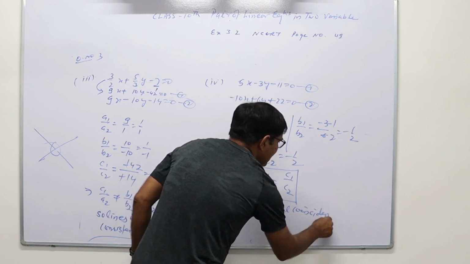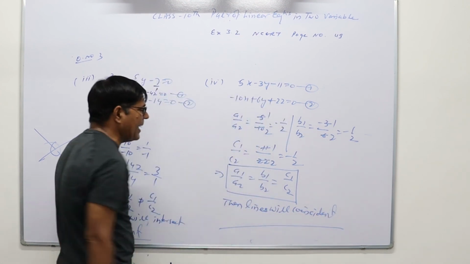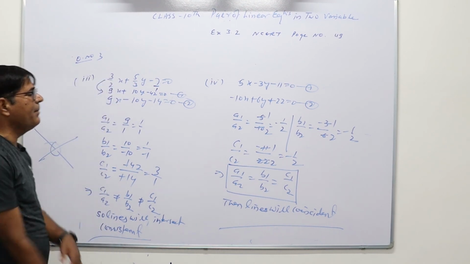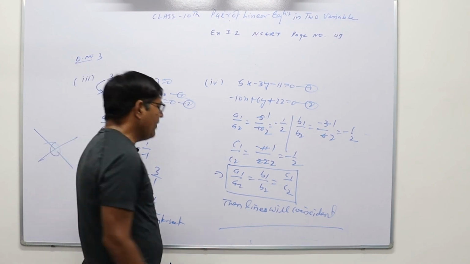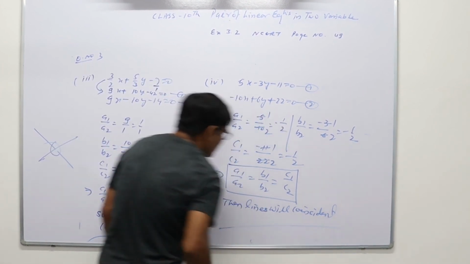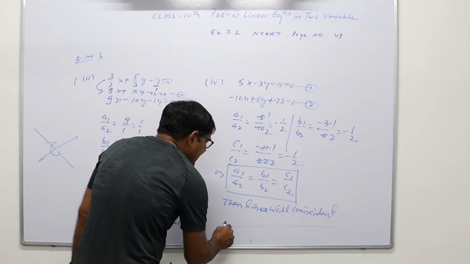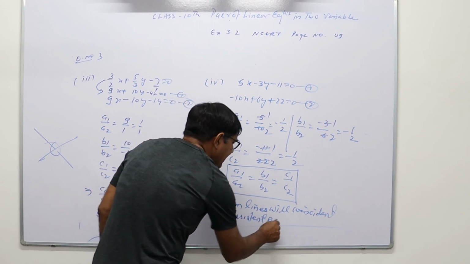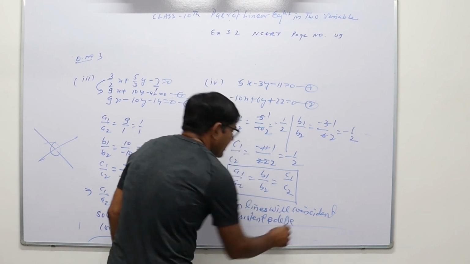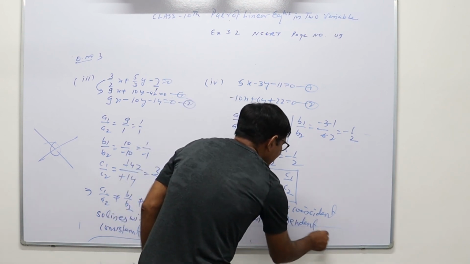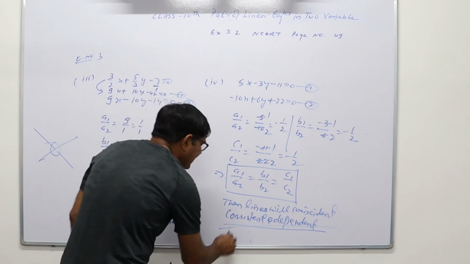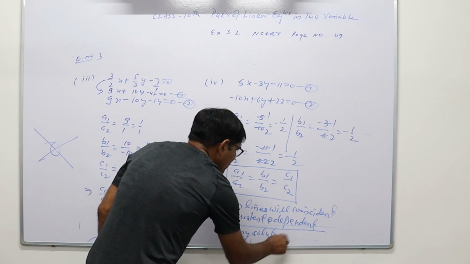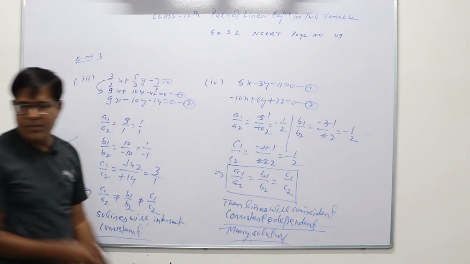Lines will be coincident, that is line एक दूसरे को ओवरलैप करेगी. अगर lines will coincide, then there will be many solutions. So system will be consistent and dependent, with many solutions. So this is the question number 4.